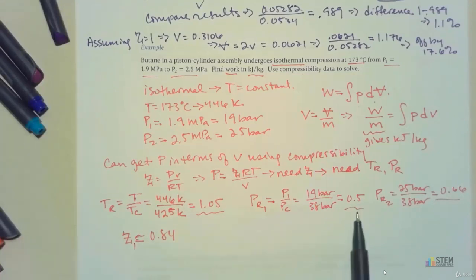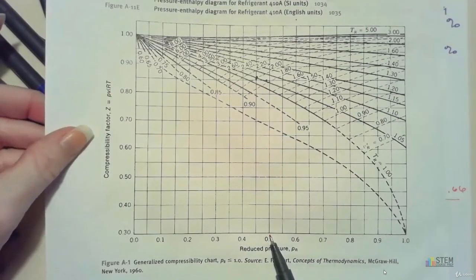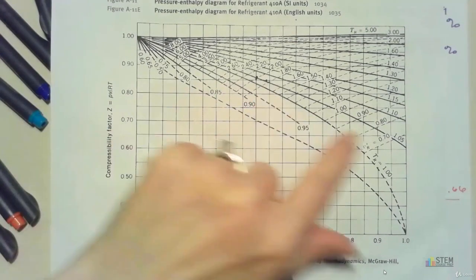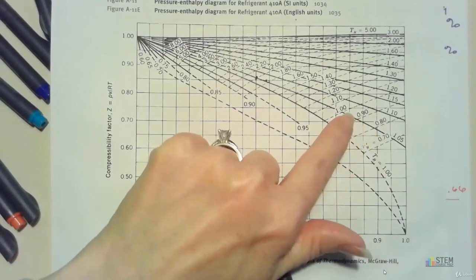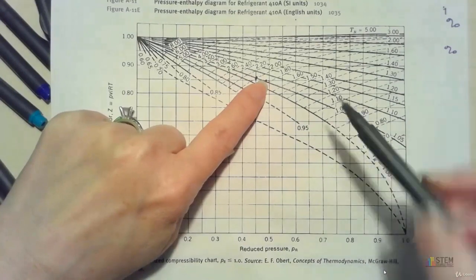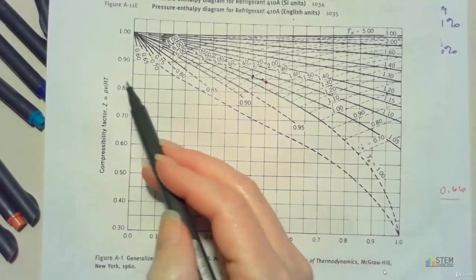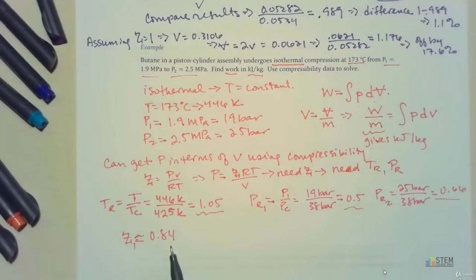So for the first state, we got 0.5 for our reduced pressure, reduced temperature is 1.05. So again, you just come on here, find your 0.5, and then we need a reduced temperature of 1.05, so that's right here. So you come up along this line and you end up meeting up right here at this point. So then you work your way over, and I estimated that to be 0.84. And let's put that, that's from figure A1.